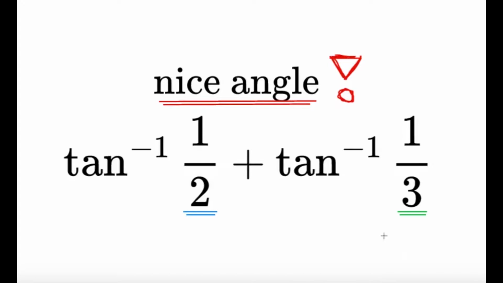Evaluate the inverse tangent of 1/2 plus the inverse tangent of 1/3. As usual, pause this video if you'd like to give this item a try. But if you're done, let us dive into the solution.